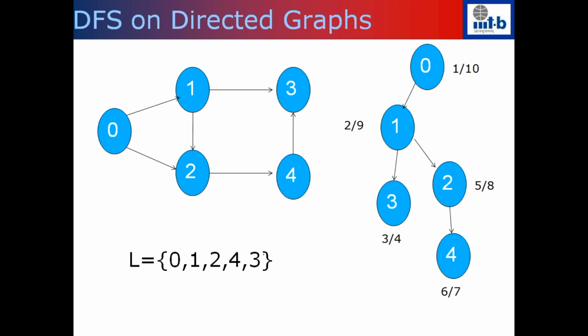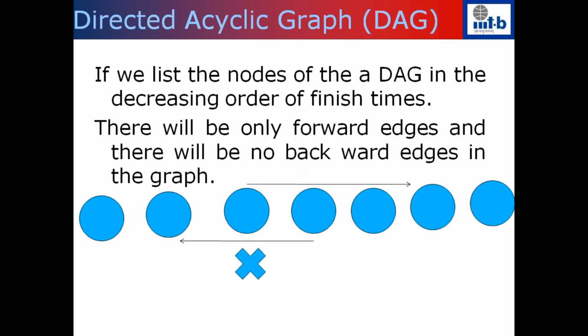If there is a backward edge, then this cannot be a DAG, as there will be a cycle. So the important theorem to remember is: if you list all the nodes of a DAG in the decreasing order of the finish times, this ordering is called the topological sort, and there will be no backward edges at all. You can have an edge from left to right, but there cannot be an edge from right to left. DAGs have plenty of applications.